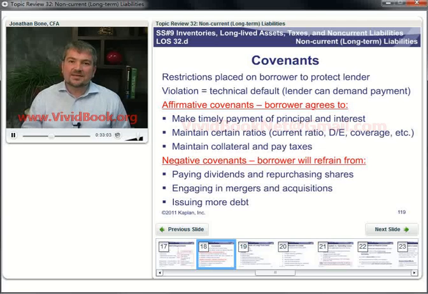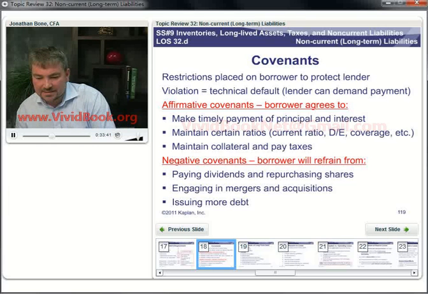Now, negative covenants, you can see, typically restrict the borrower from doing certain things. And that could be, for example, paying dividends and repurchasing shares. Why? Because that reduces the cash available to pay off interest and principal. Engaging in mergers and acquisitions, because that could fundamentally affect the solvency and capital structure of the company. Issuing more debt, because again, in particular, they'd be worried about debt that ranks higher than them on a liquidation. So it might say, for example, in the covenants, you can only issue new debt that is subordinated to the existing debt, ranks lower on a liquidation. Okay, so those are our covenants.